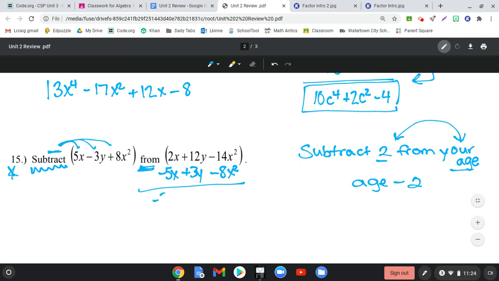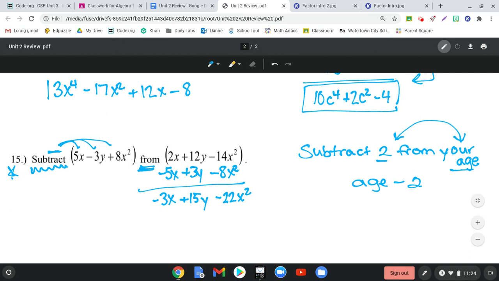All right, so we have a negative 3x. 12 plus 3 is 15y, so positive 15y. And negative 14 minus 8 is going to put us at negative 22x squared. You don't want to go the wrong way with it, right? It's not 14 minus 8.